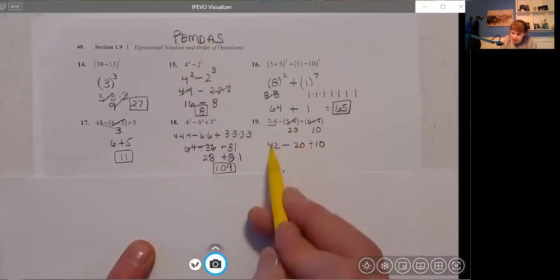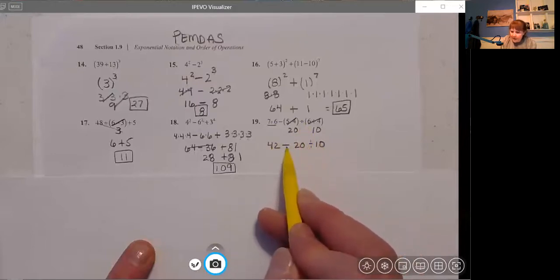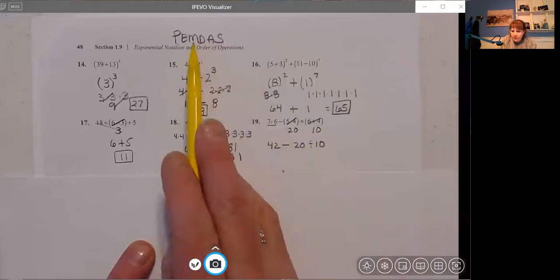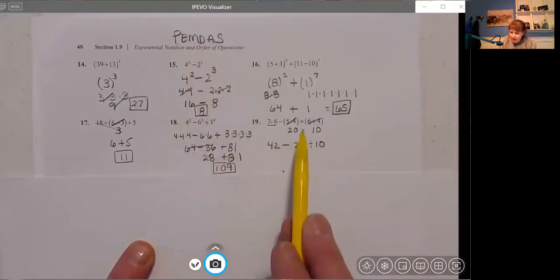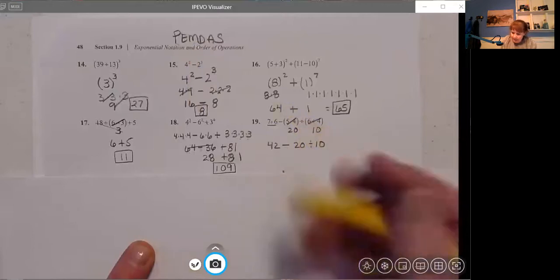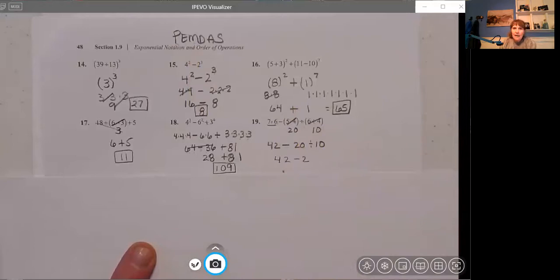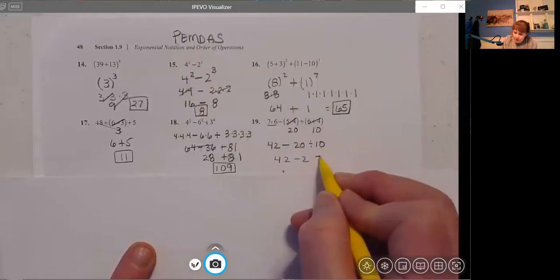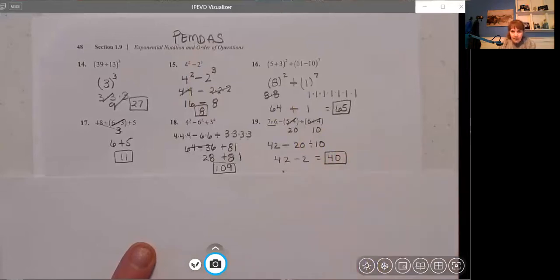So I did the multiplication. Now I'll do the division. I'm not going to subtract until after I've done all the multiplication and division. So I multiplied. Now I'm going to divide. And now I will subtract. So you get 42 minus 2, which is 40, when you simplify it in order.